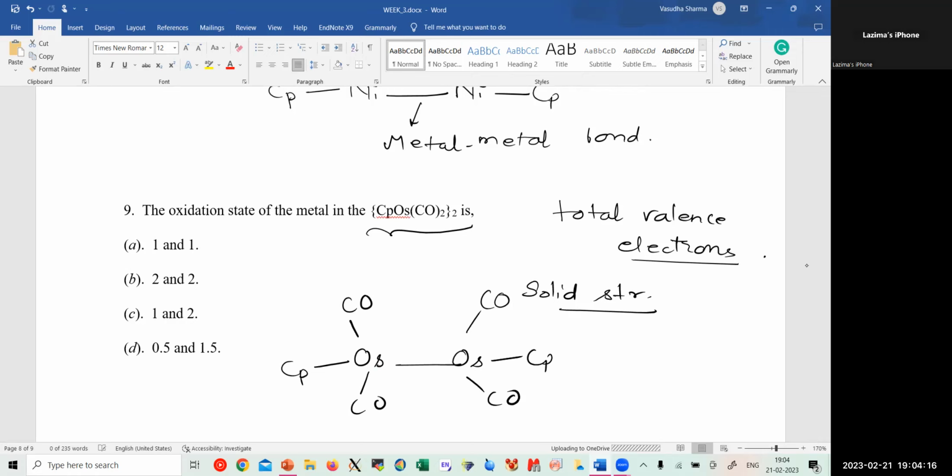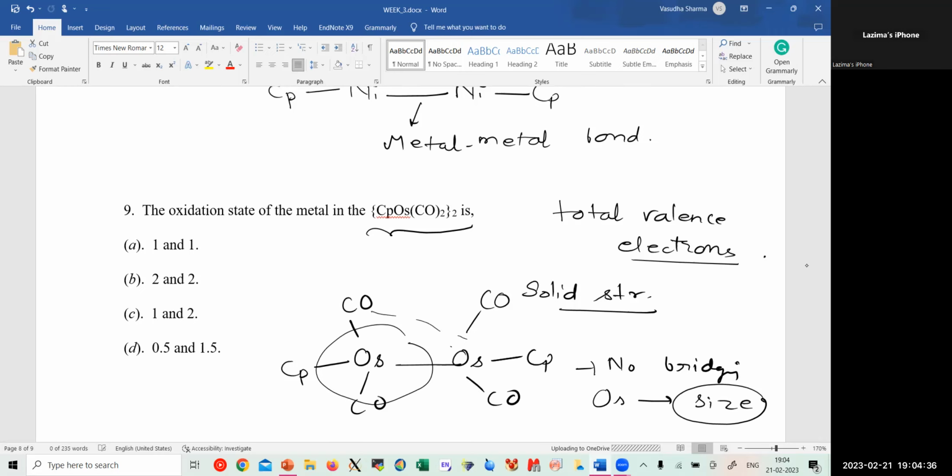And there is no bridging, because of the size of osmium. The size is very big and carbonyls are very small. So if we have an osmium of this big size, the carbonyl which is connected to one osmium is not able to bind with the second osmium, which was not the case with nickel, because the size of 3d orbitals is smaller compared to 4d and 5d. That's why it is not having any bridging.